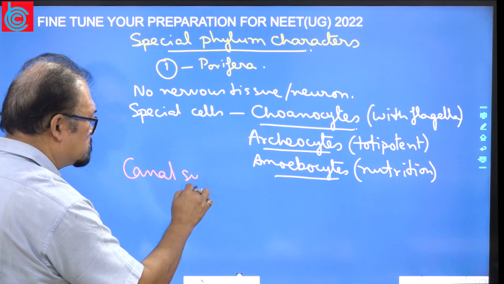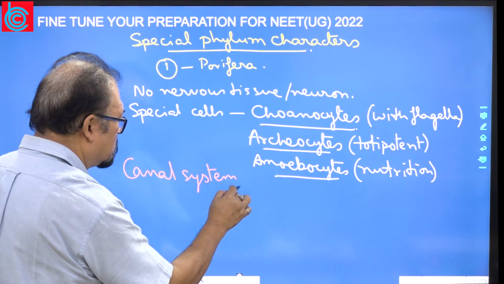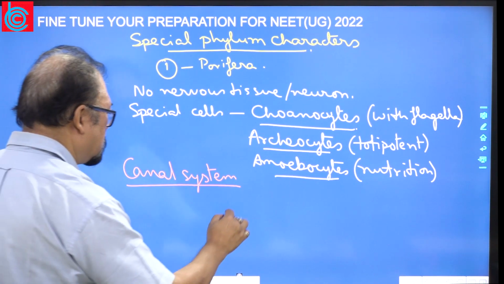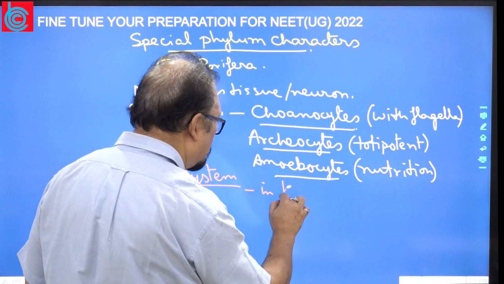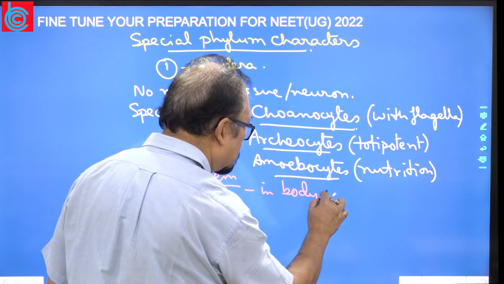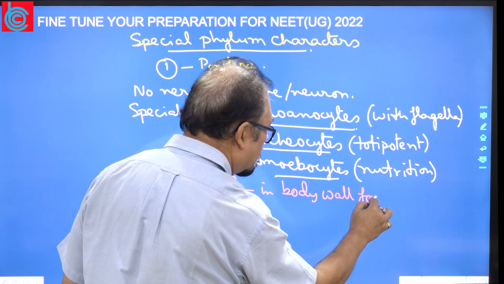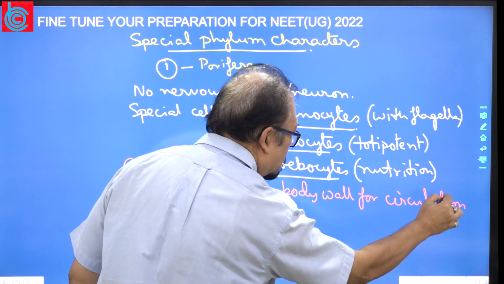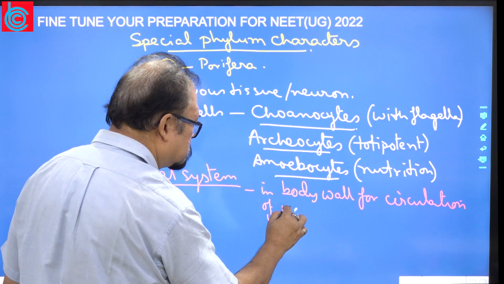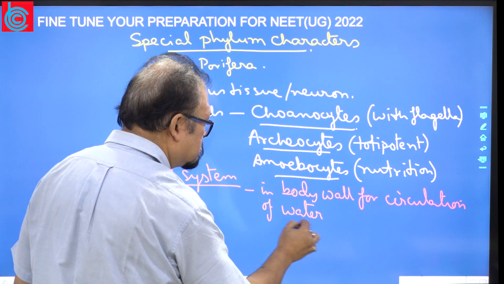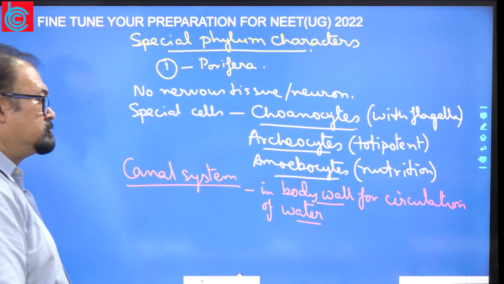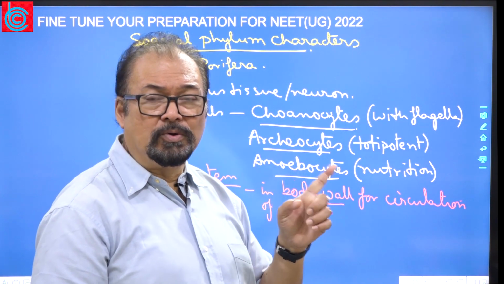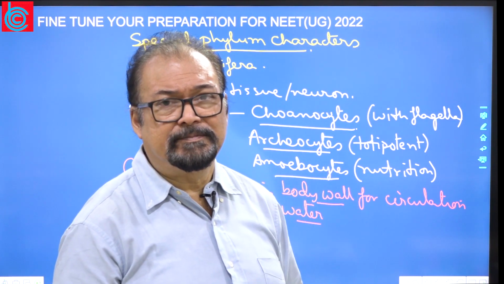Canal system. It is a characteristic of sponges. In the body wall, and it is for circulation of water. So canal system is only present in the Porifera, only present in the sponges, not in other phylum.